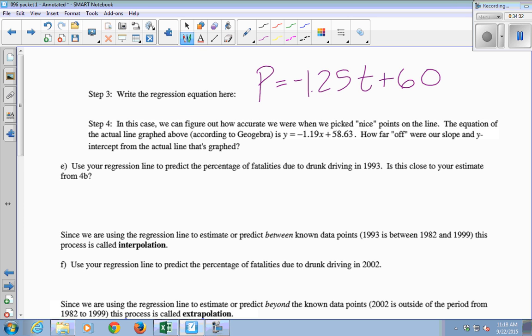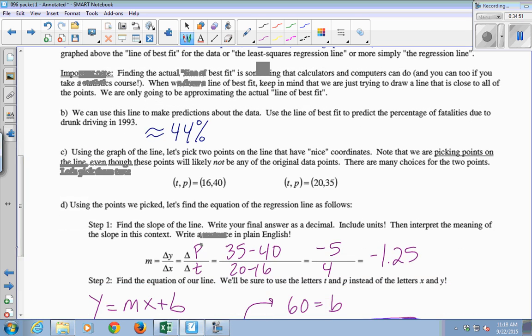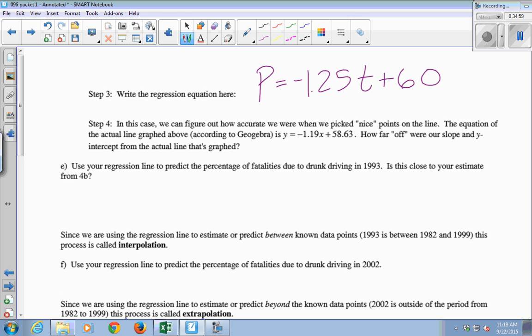All right, so now I want to use my equation, right? Instead of just looking at the line like I did before, I want to use my equation to predict the percentage of fatalities in 1993. So several questions ago in 4B, I just looked at the line. I said, oh, 1993 is here. Y coordinate looks like it's about 44, right? So now I can be a little more accurate because I have an equation.